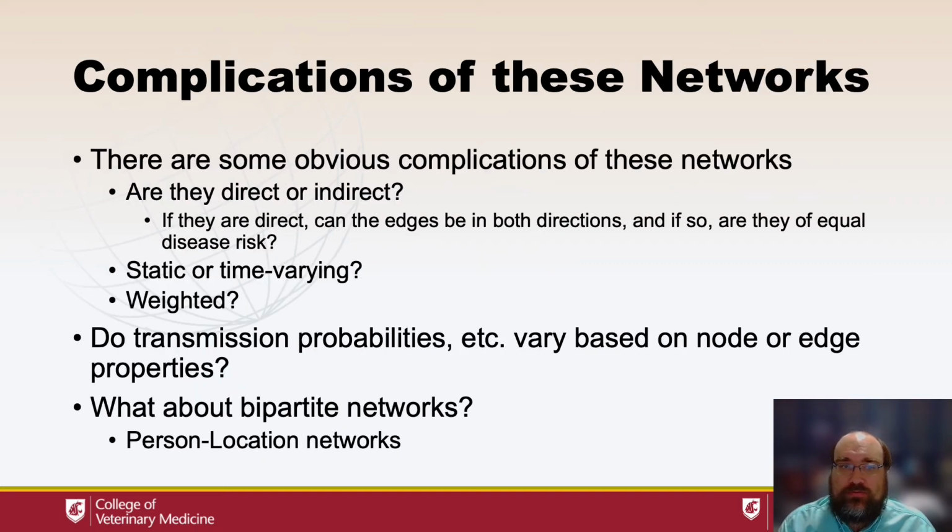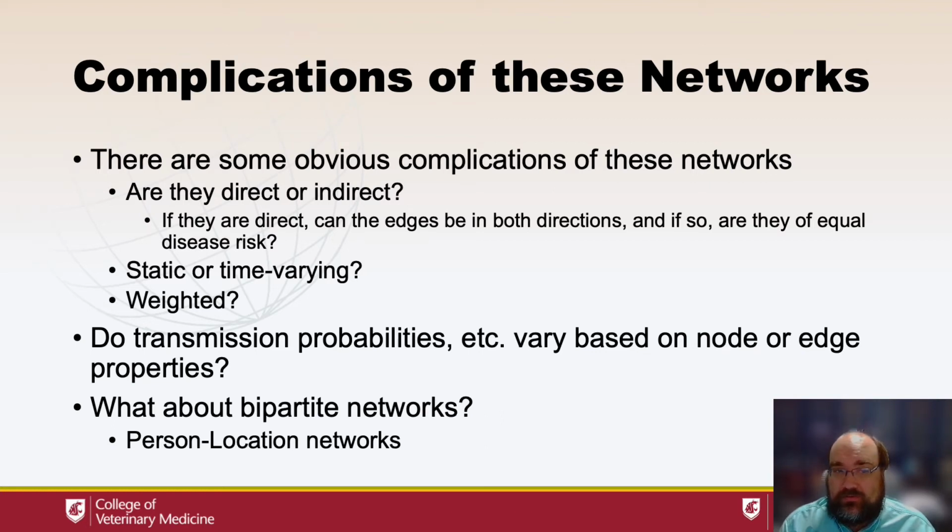So there are some obvious complications to the networks we just talked about. Are they direct or indirect? So if they're direct, can edges be in both directions? So are they directed networks? And if so, are they of equal disease risk? So if you think about sexually transmitted infection models, often, even though you say a sexual partnership is reciprocal, so there are edges in both directions, the probability of transmission may not be the same.